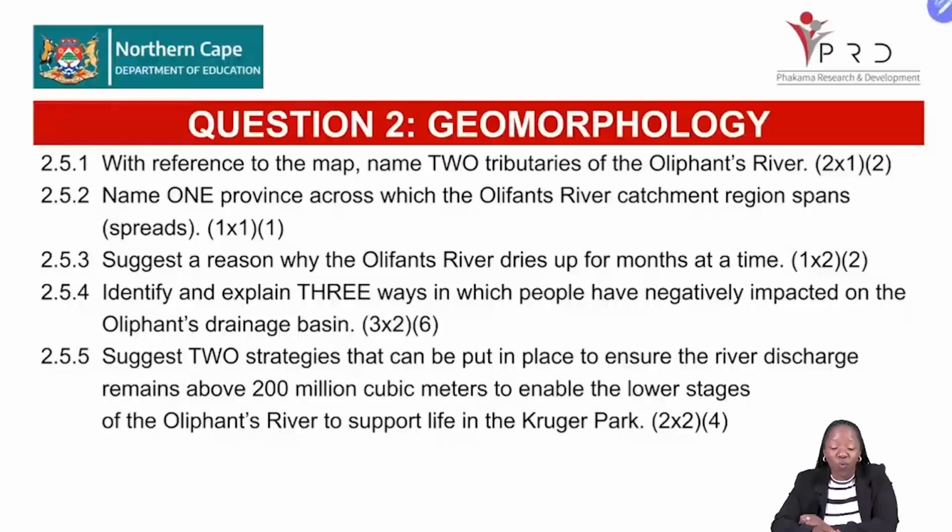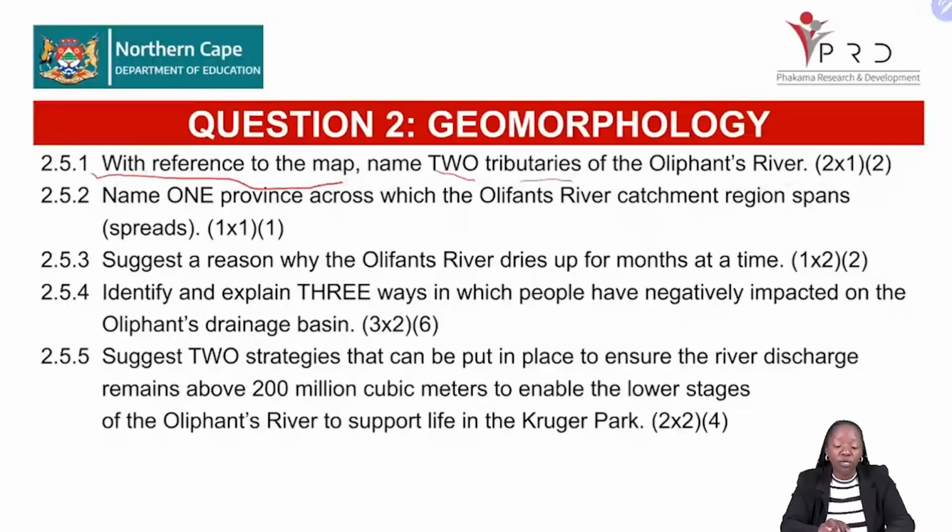I believe that we are all done. So let us look, what questions are we having? The first question, with reference to the map. Remember the importance of studying or reading through the sources that you are given. So with reference to the map, you underline that you're supposed to refer to the map. You name 2 tributaries of the Olifants River. 2 times 1, which means per tributary, it will give you 1 mark.